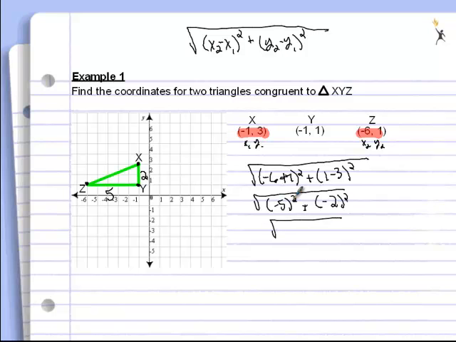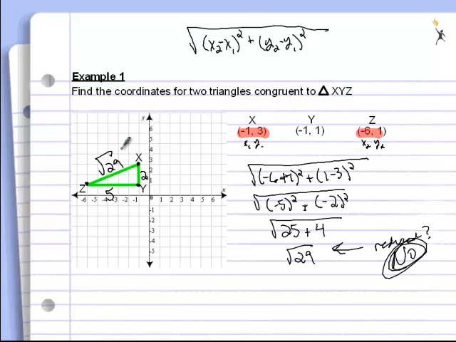Negative 5 squared, or negative 5 times negative 5, is a positive 25. Negative 2 squared, or negative 2 times negative 2, is a positive 4. 25 plus 4 is 29. Now, question, can that be reduced? Answer, no. That is a prime number. That is as reduced as we can get it. XZ is the square root of 29.